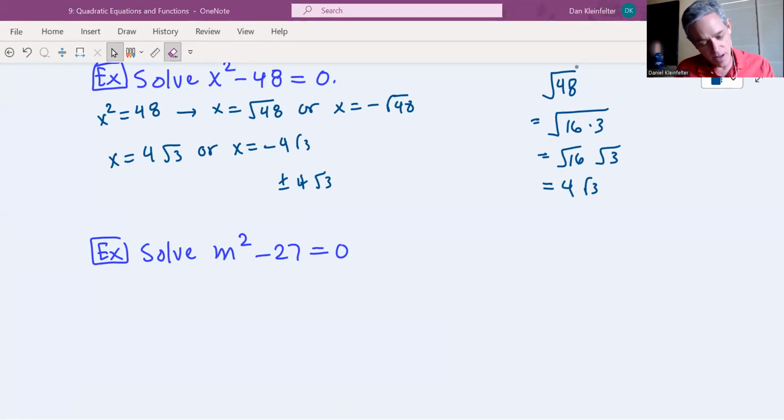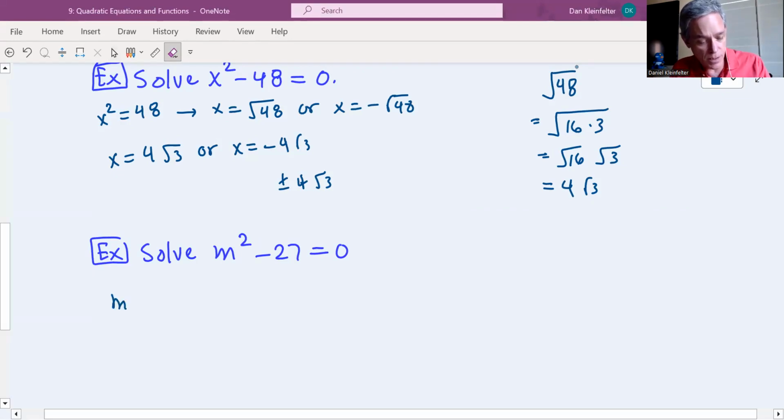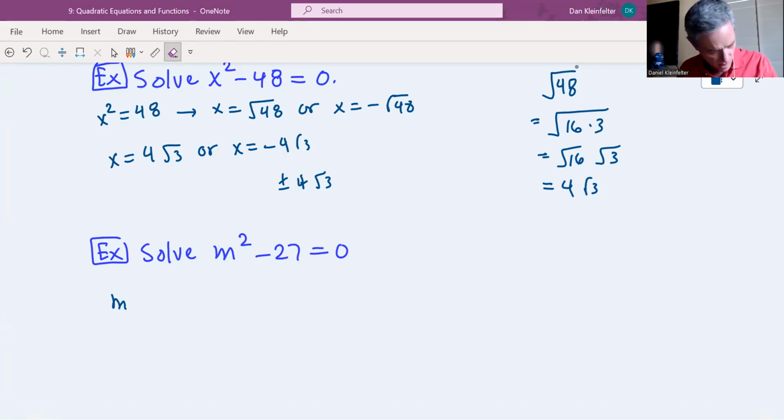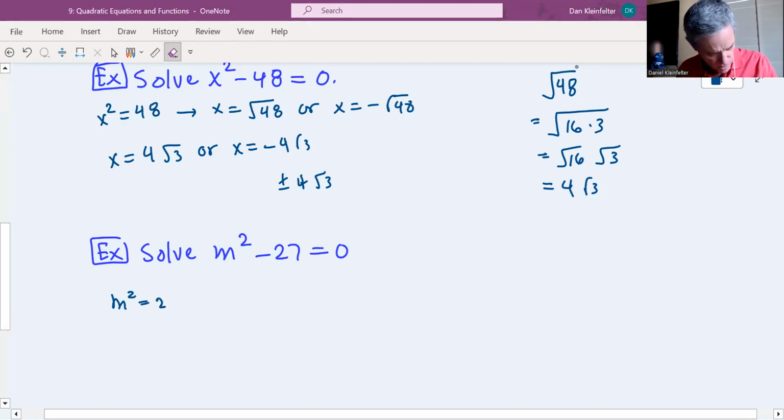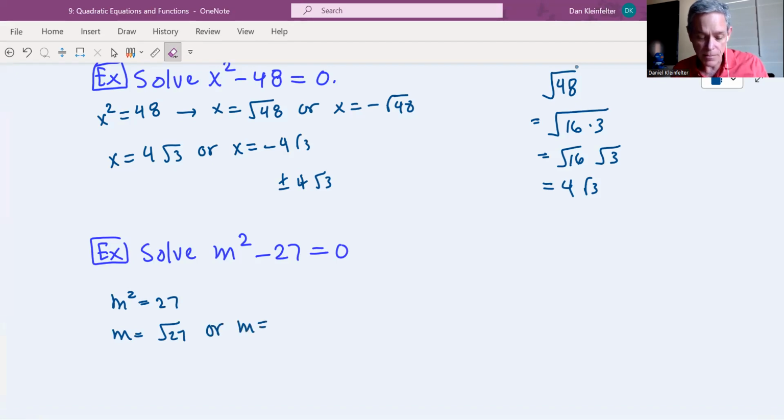All right, so let's see how that went. So the first step would be to rewrite that as m squared equals 27. And then we'll be able to say, well, then it must be that m is the square root of 27, or m is minus the square root of 27.